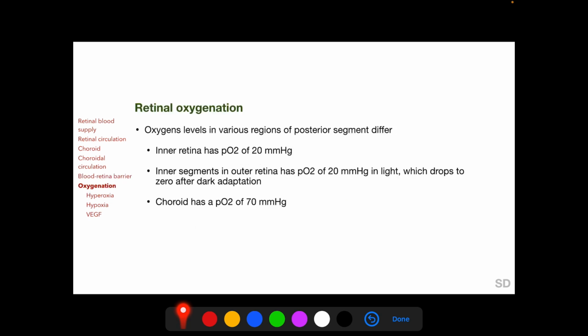Now we come to retinal oxygenation, and oxygen levels in various regions of the posterior segment differ. The partial pressure of oxygen in the inner retina is 20 mm of mercury, and in the inner segments of the photoreceptors in the outer retina, the partial pressure of oxygen is 20 mm of mercury in a bright environment, which drops to zero after dark adaptation, and the choroid has a very high partial pressure of oxygen of 70 mm of mercury.